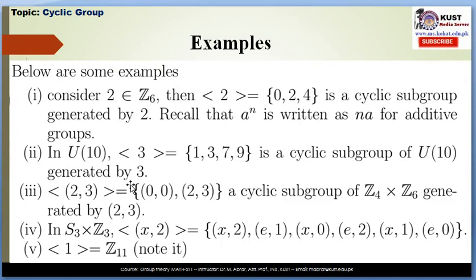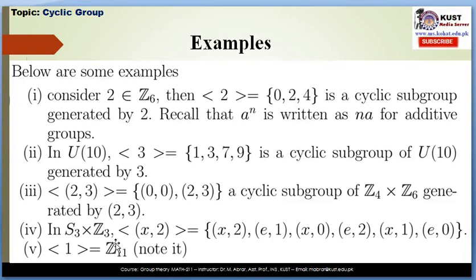Similarly, in example 3, and in example 4, it's a very interesting example, because here we have a group S3 cross Z3. So if we take an element first, this (x, 2), it's actually an ordered pair where x comes from S3 and this 2 comes from Z3. So we see if we keep applying the operation of this S3 cross Z3, we get these elements. So we say it's a cyclic subgroup generated by this single element of the form of ordered pair (x, 2).